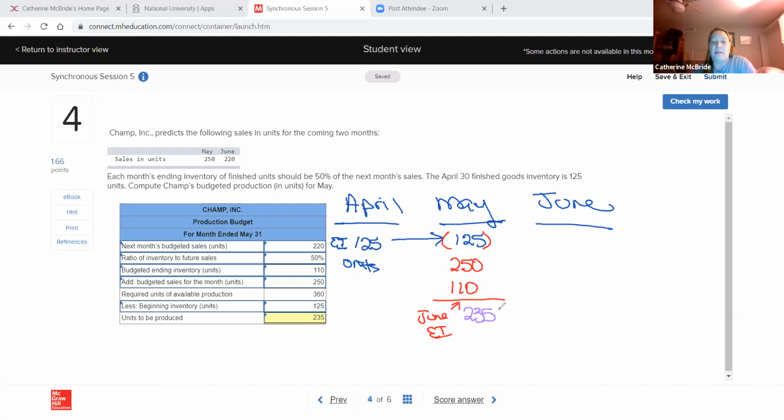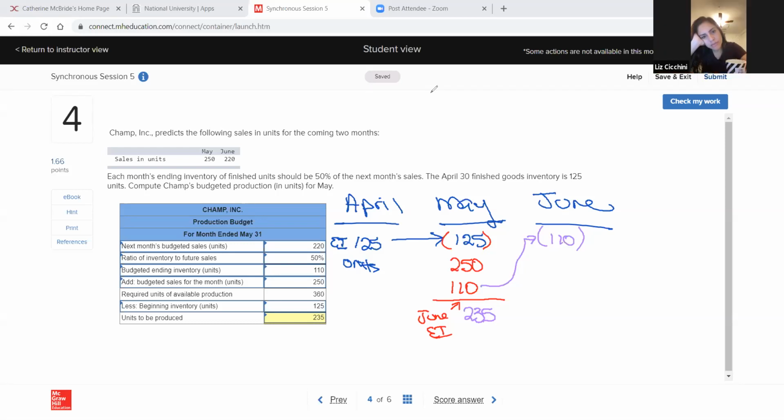Then over here, I have my 110 units that I'm going to start with. And then in June, I would say, okay, I have the 110 units, plus I'm going to need the 220, plus half of July. 50% of the next month's sales. The 110. Yes, I got the 110 exactly by 50% of June.